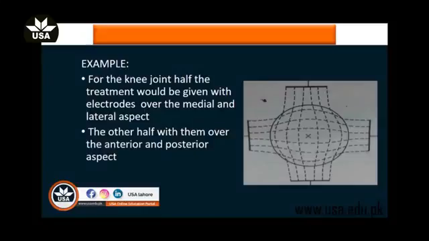For the knee joint, half the treatment would be given with electrodes over the medial and lateral aspect. You're going to place one electrode over the lateral side, the other over the medial side. And in the other half of the time duration, we are going to place one electrode anteriorly and the other one posteriorly. And this figure on your screen shows the description of the crossfire application method.